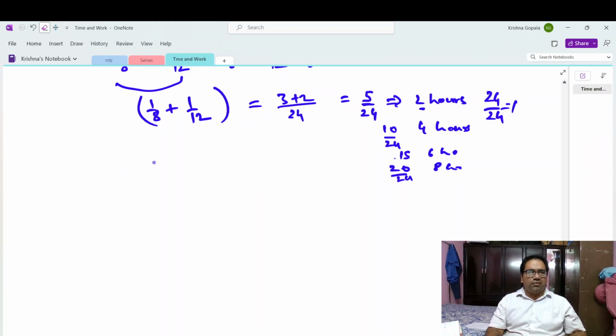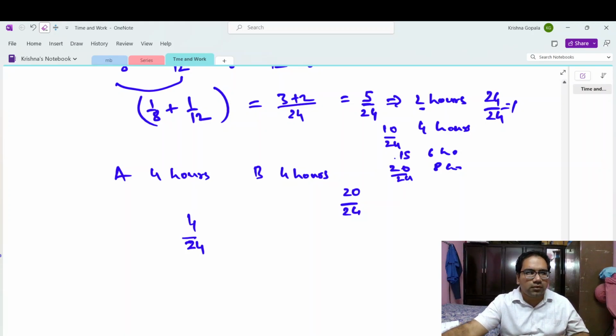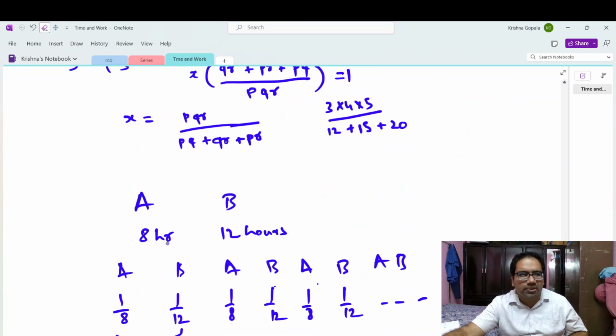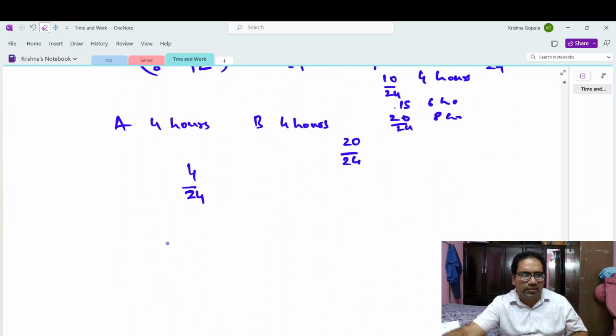Then how much is left? After 8 hours, A would have worked 4 hours and B also another 4 hours, and 20/24 would have been done. Another 4/24 is left. Right? Now, what is A's capacity? A's capacity is 8 hours. It is 1/8.